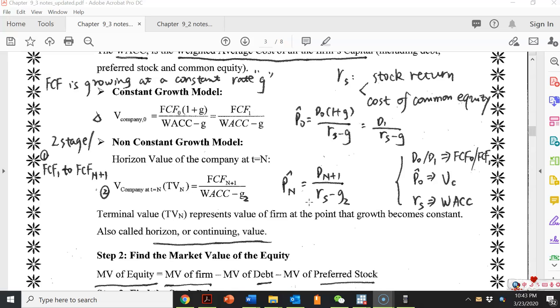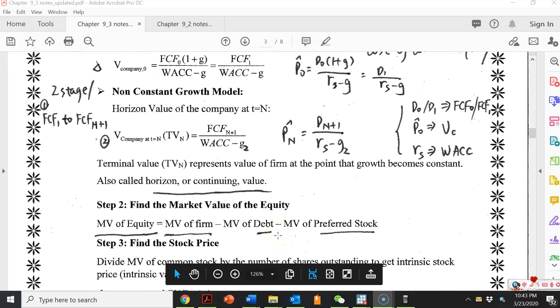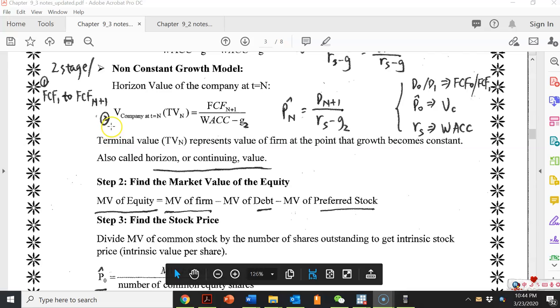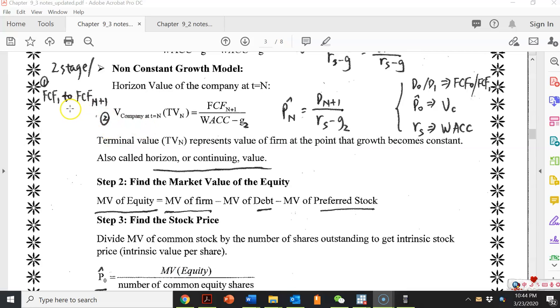Again, this is very similar to how we calculate horizon value in the dividend discount model. It's just we're switching dividends to free cash flows, price to value of the firm, and R to WACC. Terminal value N represents the value of the firm at the point that growth becomes constant. It's called horizon value, or continuing value. So if we have horizon value and free cash flows from 1 to N, we can discount free cash flow 1 to N and also discount TVN, so we have the value of the firm at time 0.